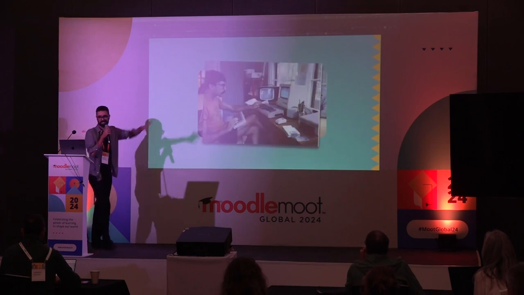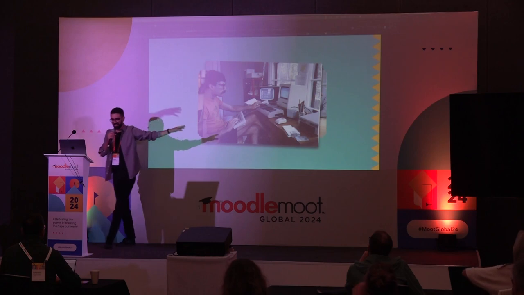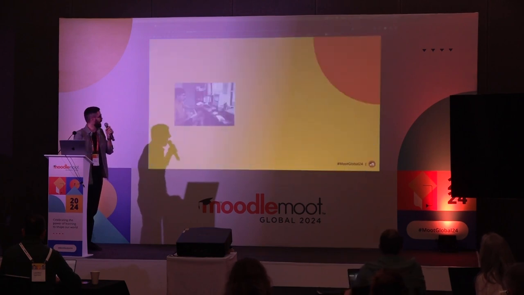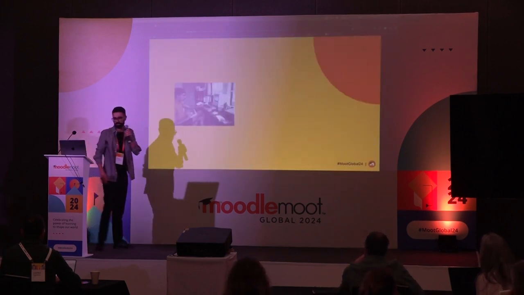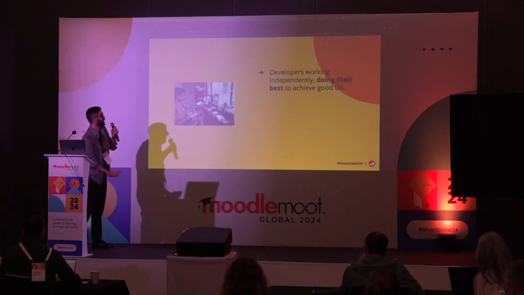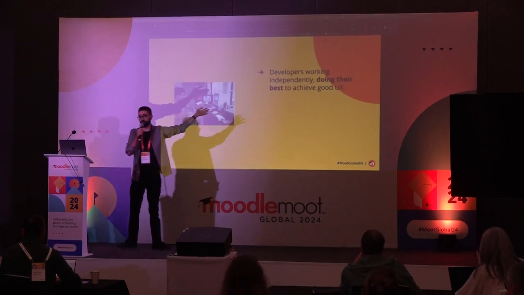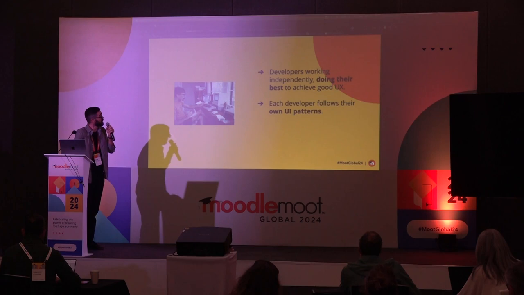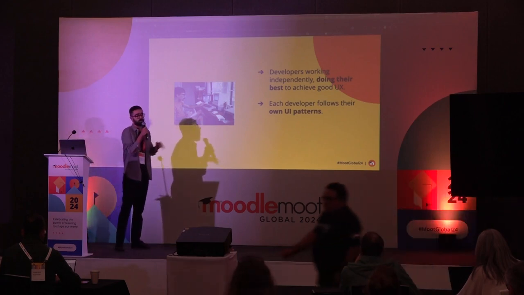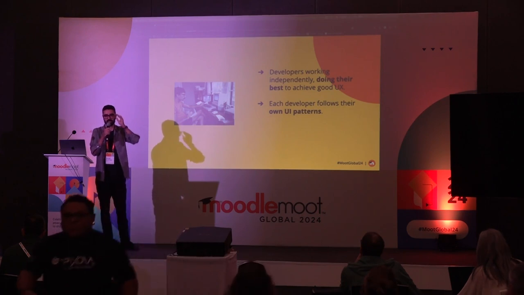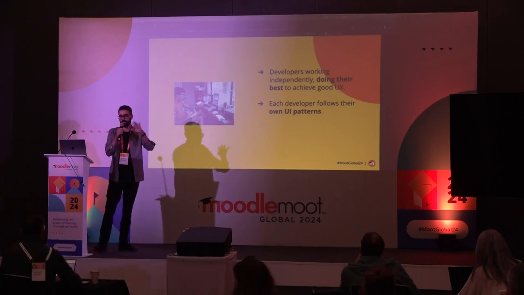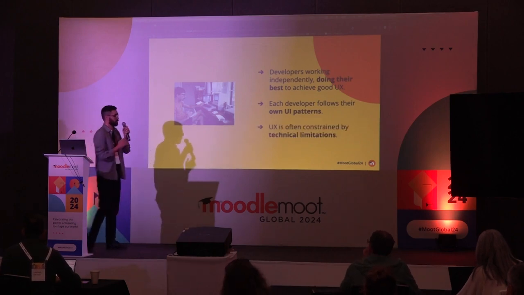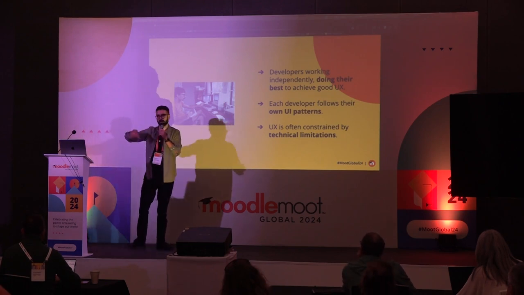It's more something like this. It's like someone on his or her Commodore 64 making decisions. So this guy here, let's call him Commodore Joe. He or she does their best to achieve good UX. They used to try. However, they usually follow their own UI patterns. I think it's a common thing, like, should I place this button to the right, to the left? The decisions are made following their own instincts. And they often design the solution around technical constraints.